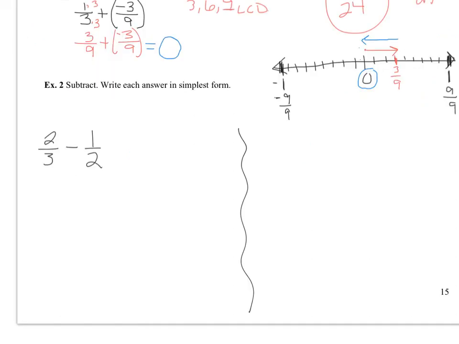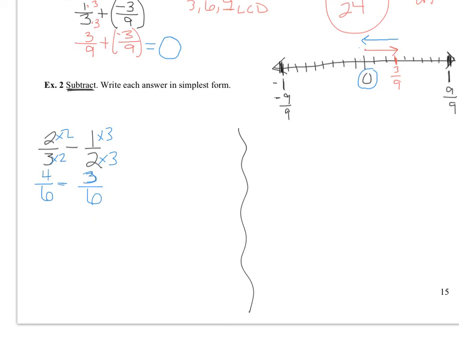Okay, again for subtraction, we have to have a common denominator. A common denominator that I know both of them will have is 6. There's 3, 6, 9, and then 2, 4, 6, 8. So they both have a 6 as a multiple. So 2 times 3, 1 times 3, 3 times 2, and 2 times 2 is 4.